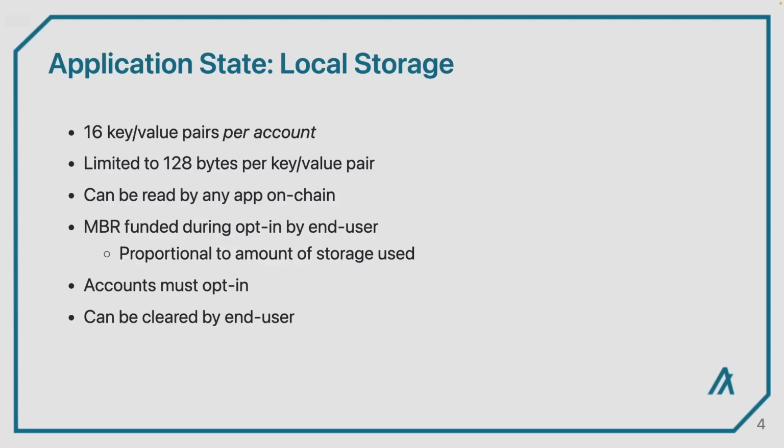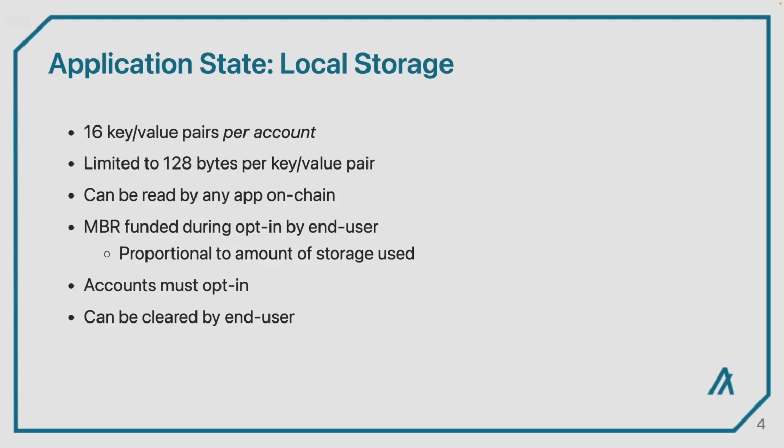So the end user has to explicitly do a specific transaction to say, hey, I want to use local storage for this smart contract. And when they do that, their MBR will increase proportional to the amount of local storage used. And much like global storage, how much storage is used in local storage per user has to be defined at the creation. Like I said, accounts have to explicitly opt in, and one thing to note about local storage is that it can be cleared by the end user at any time.